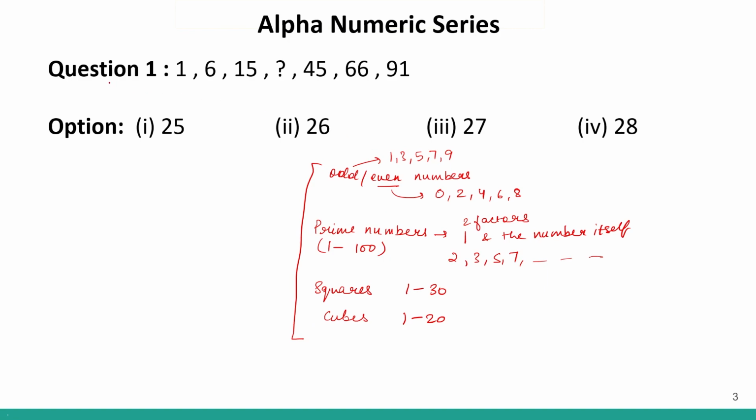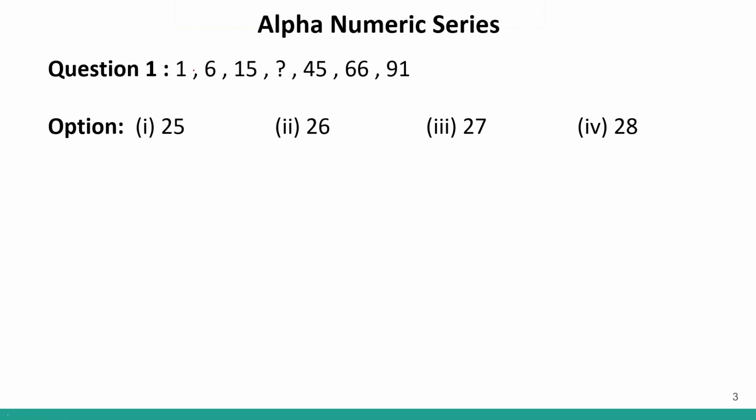Okay, so let us start with this question, that is question number 1. Question number 1 is 1, 6, 15. Then we have a missing term. We have to find this term. 45, 66 and 91. Correct? 1, 6, 15, missing term, 45, 66 and 91. So let us look over here. 1, 6, 15, then a missing term, 45, 66, 91.